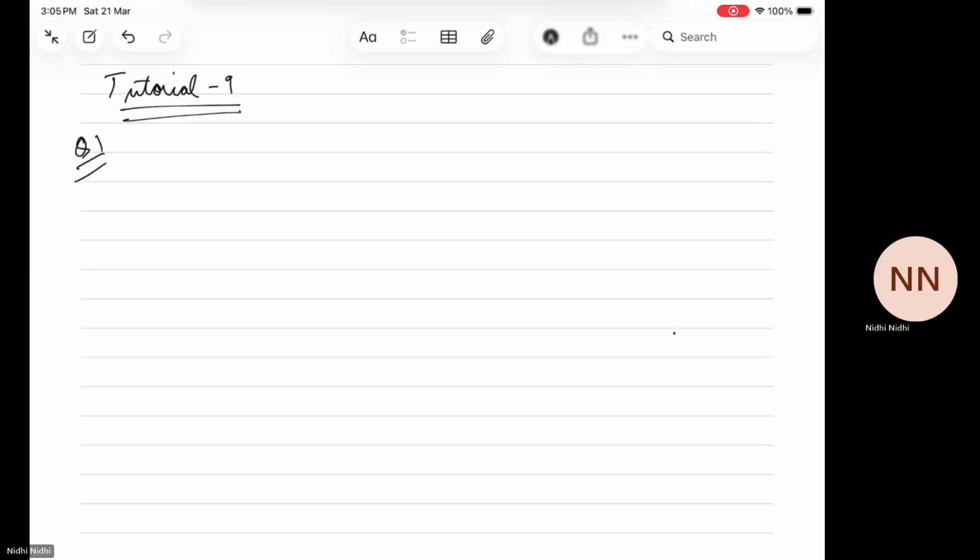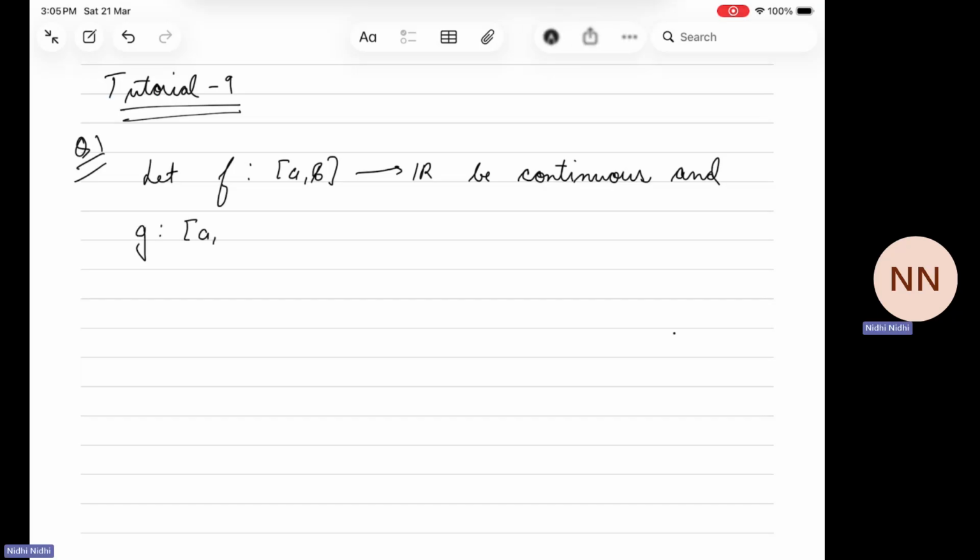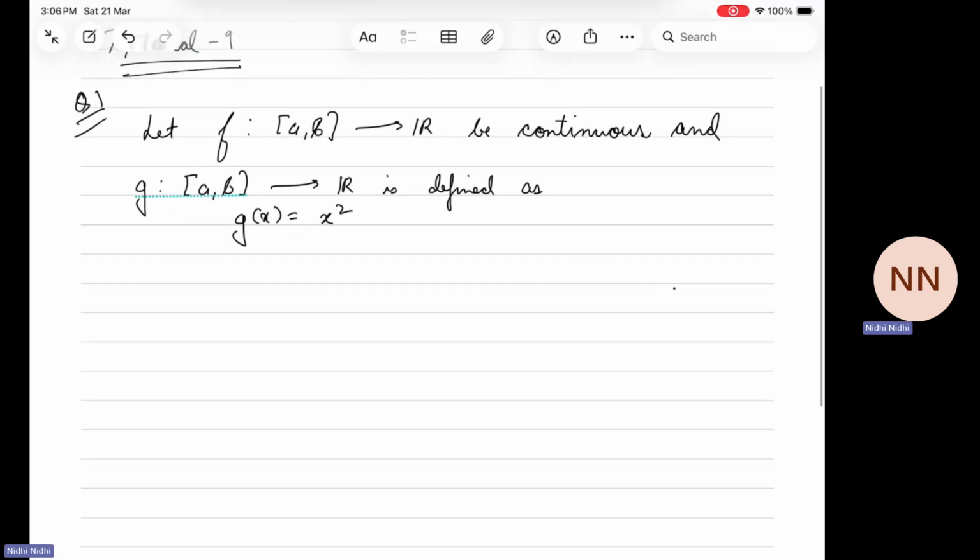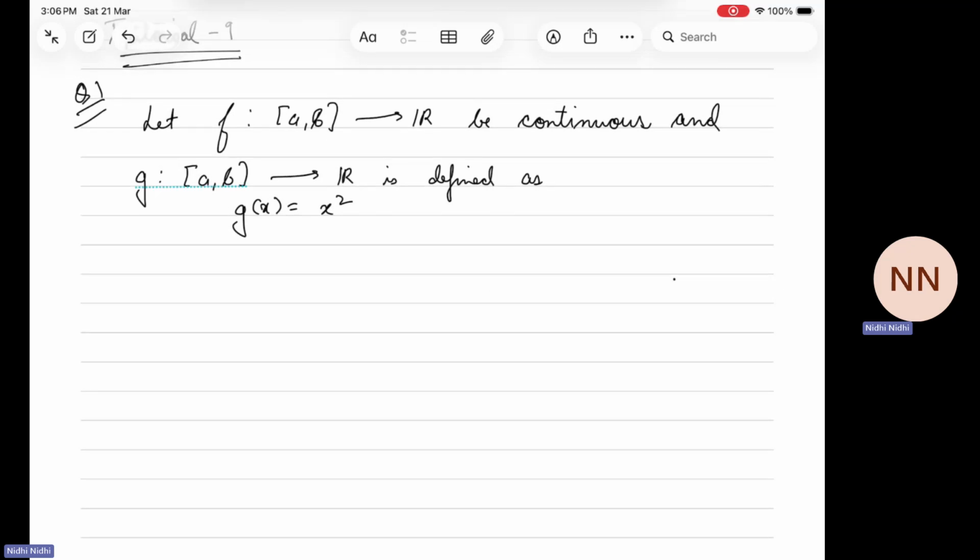Question number 1. Let f from [a, b] to R be continuous and g from the closed interval [a, b] to R be defined as g(x) equals x squared. Now clearly this function g is an increasing function provided a and b are positive.